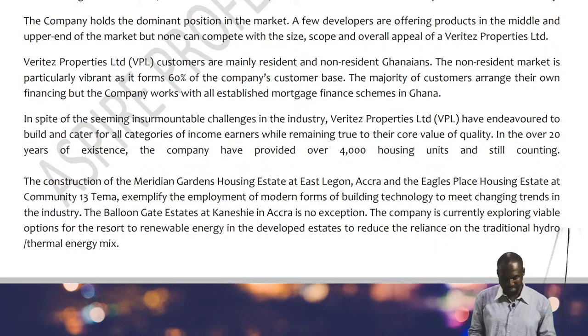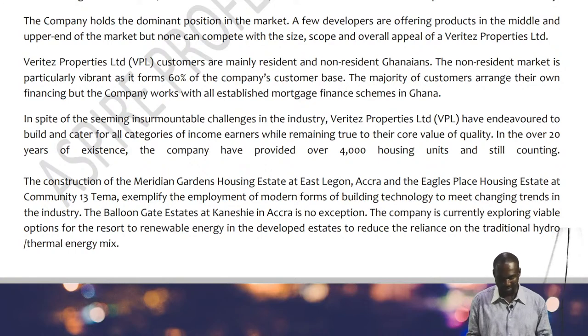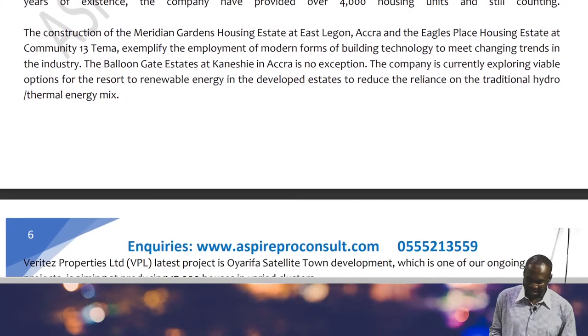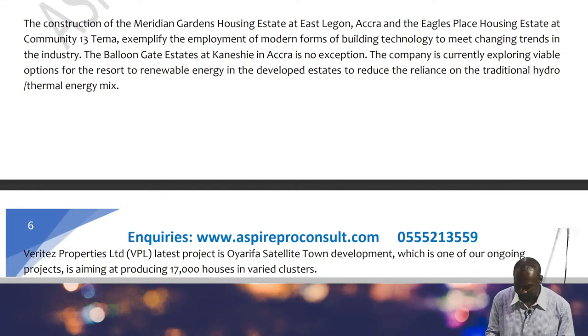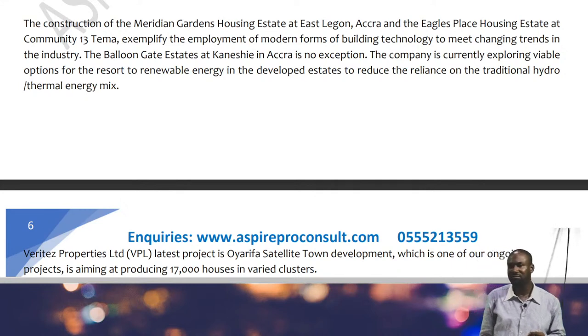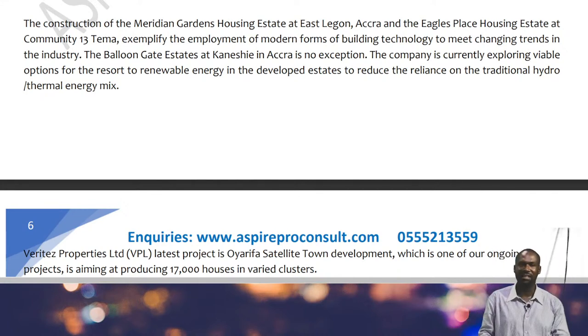Okay? Now, in 20 years of existence, the company has provided how many? 4,000 housing units and still counting. Now, we are going to hear some of their construction. The construction of Meridian Garden at East Legon, Accra, and Eagle Place at Community 13, Tema, exemplify, underline that, another strength, the employment of modern forms of building technology to meet changing trends. It's a strength. The company is able to use modern forms of building technology to meet the changing trends in the industry.